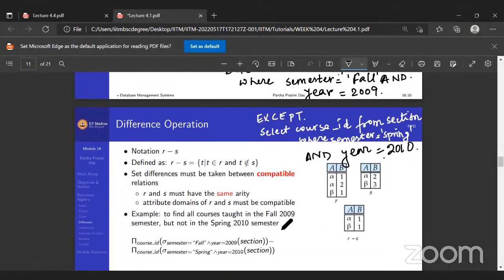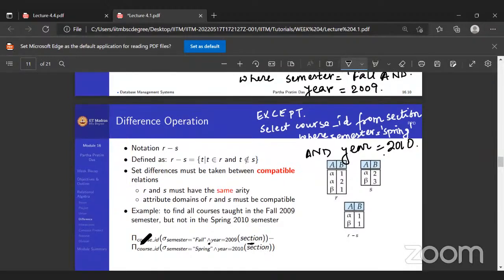And second, in relational algebra we denote it by minus, so difference. Similarly, we already saw the projection of course ID, then select sigma semester equal to fall, denoted by conjunction, and year equal to 2009, and this is the relation section, minus section, projection course ID, and the semester spring conjunction year 2010, right?